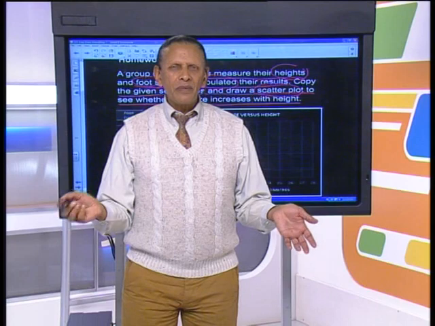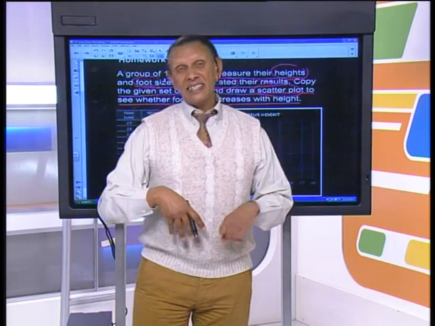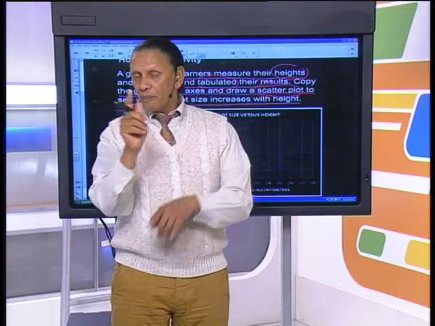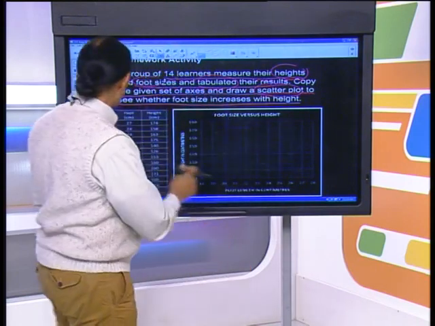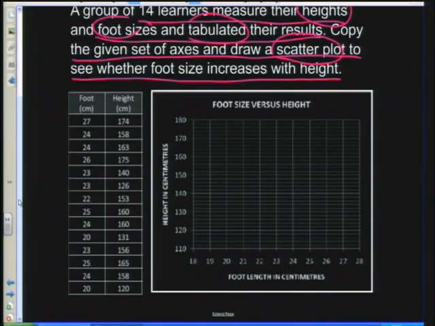Do you think the taller you are, the longer your feet will be? Do you think there's a correlation? Or maybe it's a positive correlation? Is it negative? Or is there no correlation? You get the idea, guys? But your graph will tell you that. So there are your values, and there's your table, remember, foot sizes there, height here, and then you're going to plot.